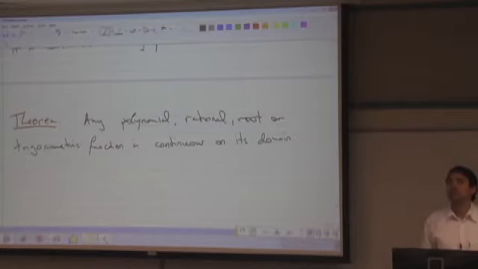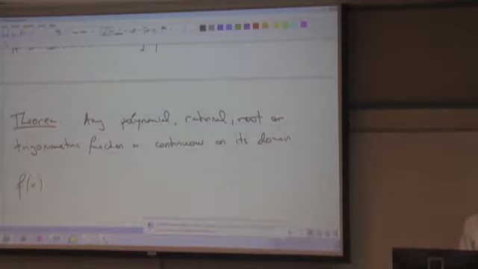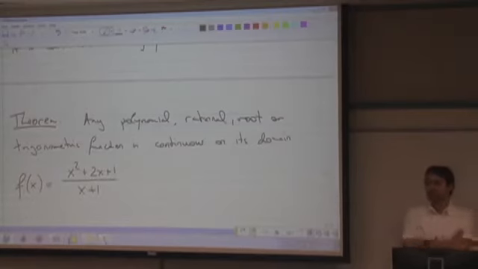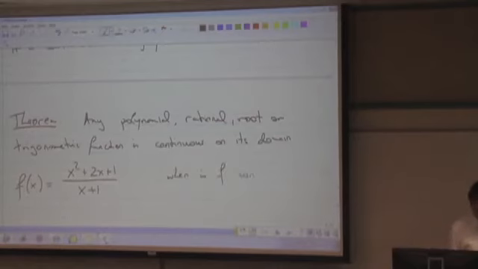So what you're saying is there are no problem values? On their domains. But you have to be careful with that. Well, f of x equals x squared plus 2x plus 1 divided by x plus 1. It's a rational function, right? When is f continuous? x is not equal to -1, right?